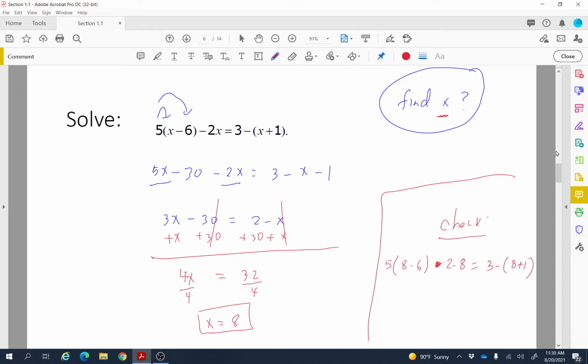So if I do that, just do the simplification. 5 times 8 minus 6 is 2, minus 2 times 8 is 16, 3 minus 9. So 5 times 2 is 10, 10 minus 16 equals 3 minus 6 is negative 6. So 10 minus 16 is negative 6, equals negative 6. So that's a true statement. That's only possible because this is the right solution.